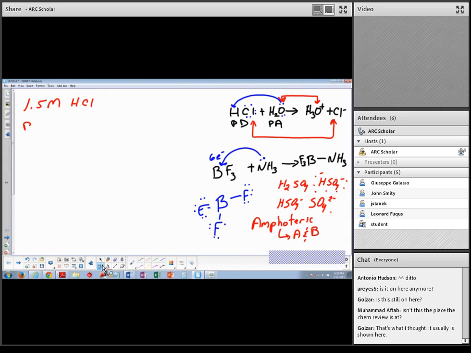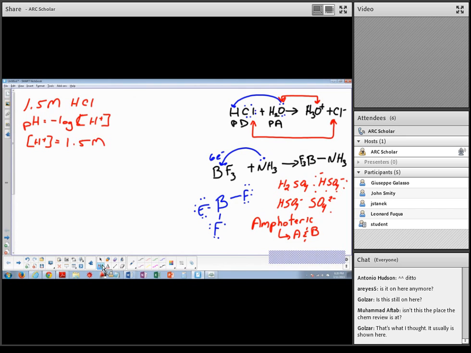What is the formula for pH? Negative log of our H plus concentration, right? So in this case, what is my H plus concentration? What's that going to be? 1.5 molar. Okay, it's going to be 1.5.